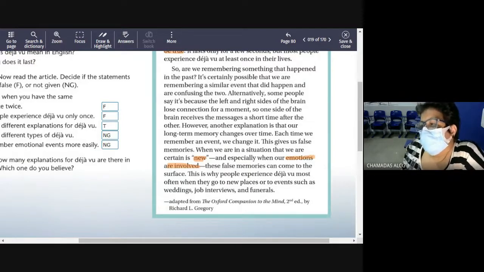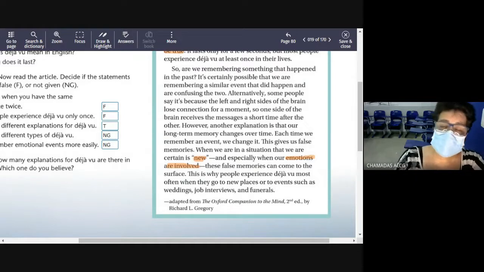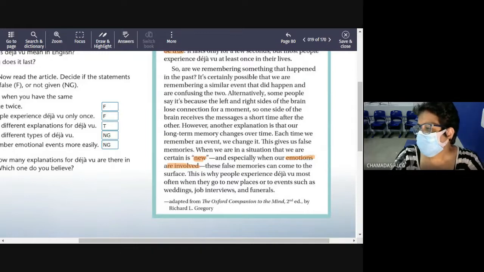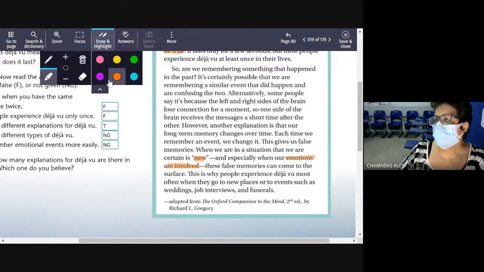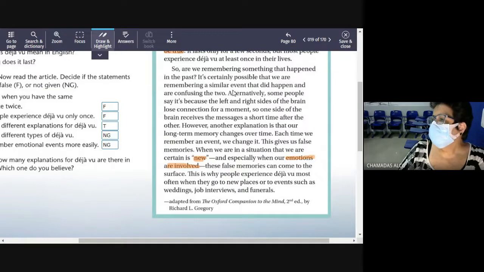I don't know. I think the second one is more possible. I don't know, because it has to do with emotions, and when emotions are involved, anything is possible. What do you think, guys? Because here we can clearly see those two, right? Look.